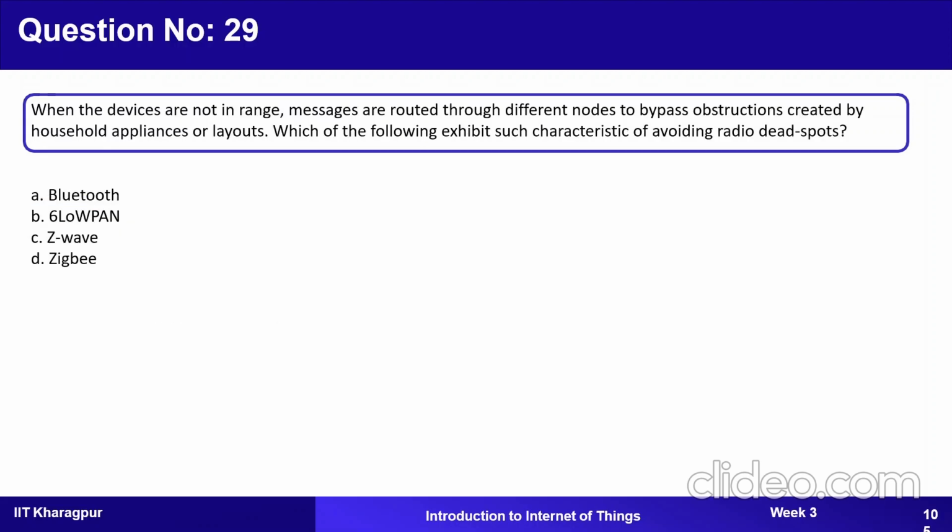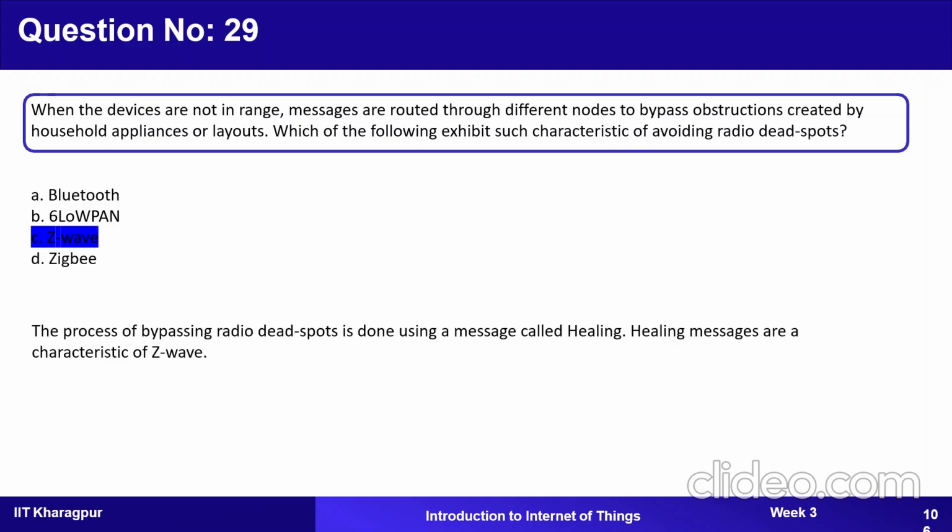Next question is, when the devices are not in range, messages are routed through different nodes to bypass obstruction created by household appliances or layouts. Which of the following exhibits such characteristics of avoiding radio dead spots? Options are Bluetooth, 6LoWPAN, Z-Wave, Zigbee. In case of home automation, Z-Wave was invented. In order to avoid those radio dead spots, the use of healing messages is done by Z-Wave. So the correct option for this question is Z-Wave.